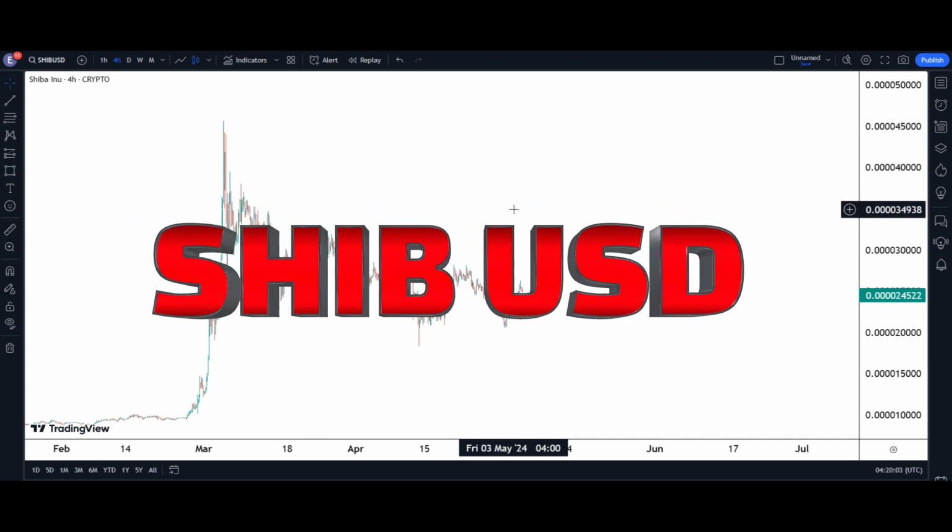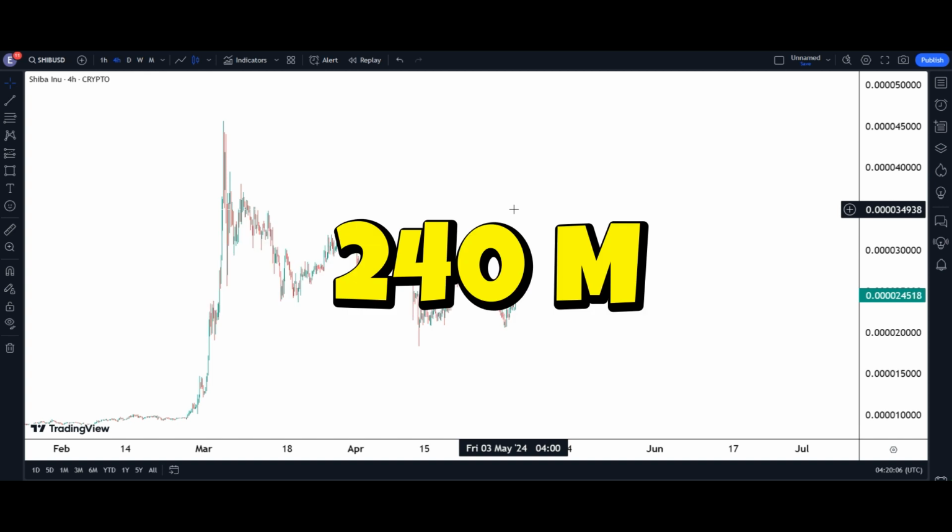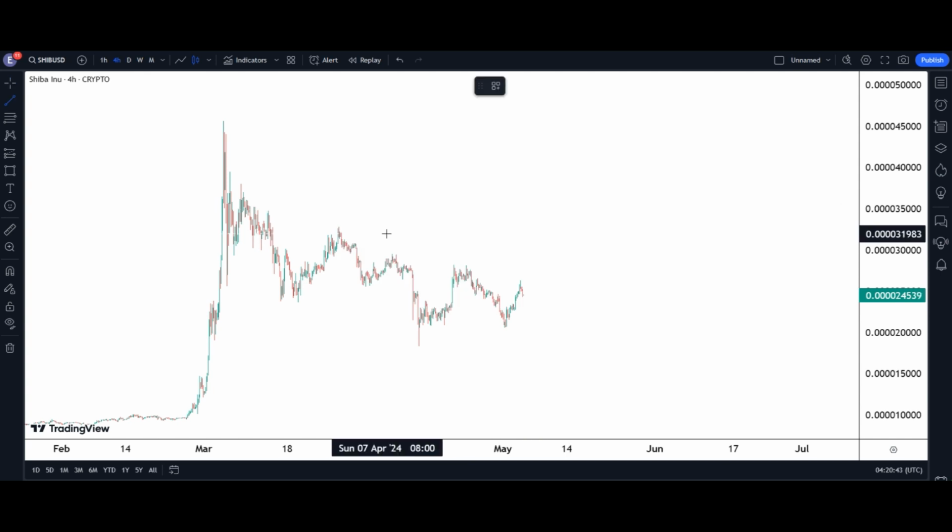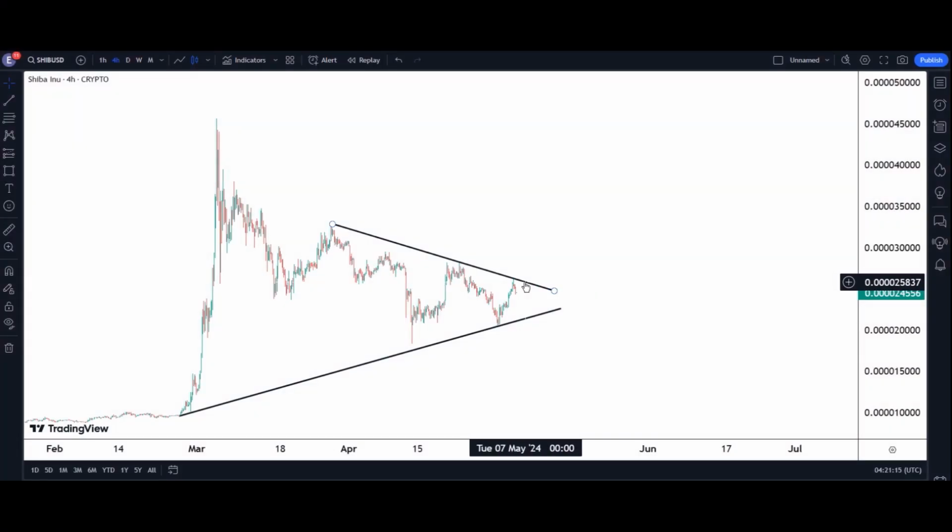This is SHIB USD 240-minute chart, and let's see together where our resistance is in the next days and what will happen. As you can see, we are in a big triangle here, and I think the market can touch this line, the lower line of this triangle, another time.